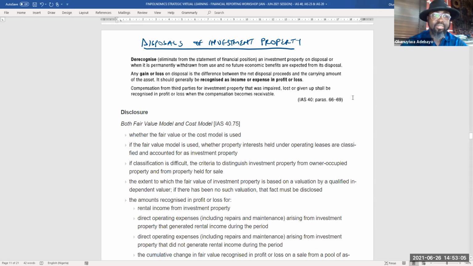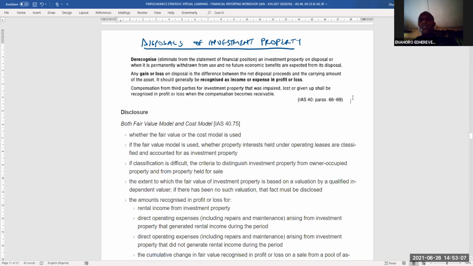Disposals of investment property. Derecognize, eliminate from the statement of financial position an investment property on disposal or when it is permanently withdrawn from use and no future economic benefits are expected from its disposal.